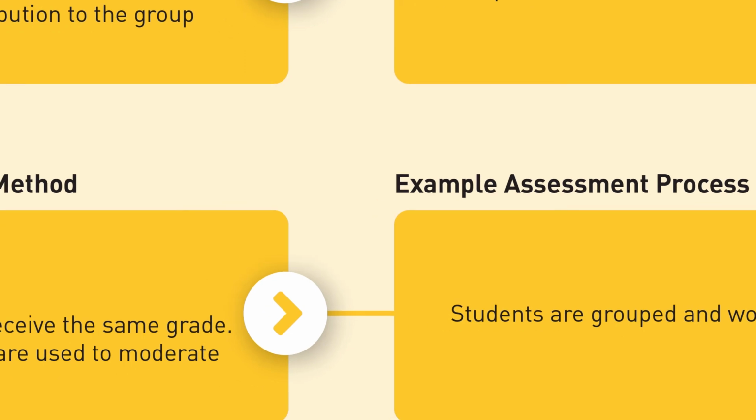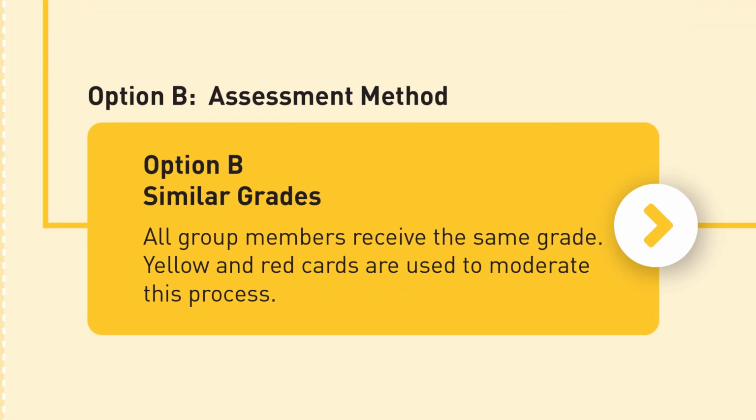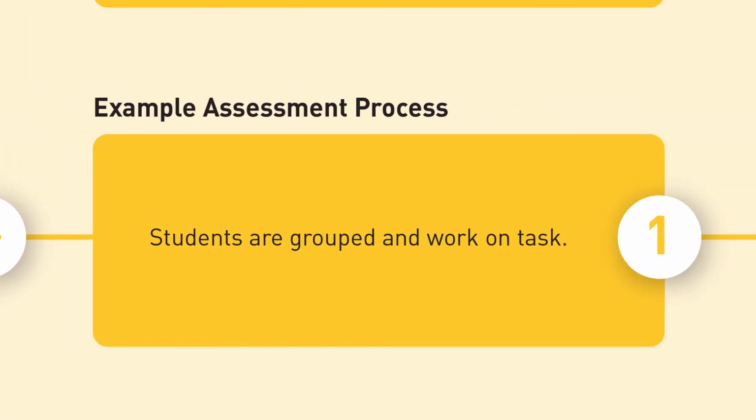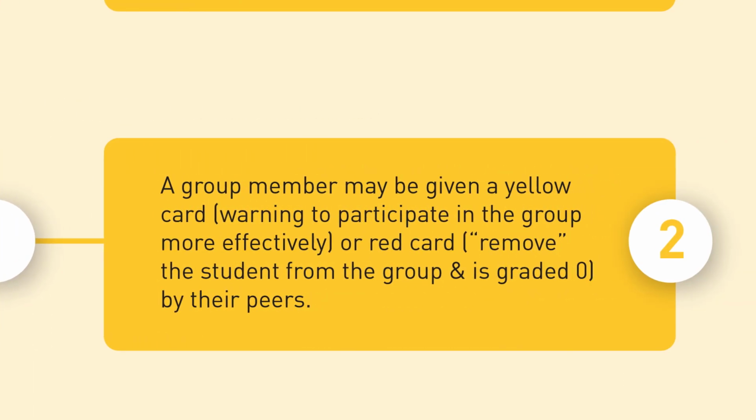A second option would be option B, similar grades. Assessment method. All group members receive the same grade. Yellow and red cards are used to moderate the process. Example assessment process. 1. Students are grouped and work on a task. 2. However, a group member may be given a yellow card, warning to participate in the group more, or a red card, which removes the student from the group and that student is graded a 0. If you choose to use this method, ensure that students are aware of what warrants either a yellow or a red card infraction.